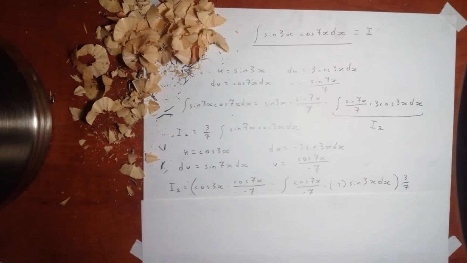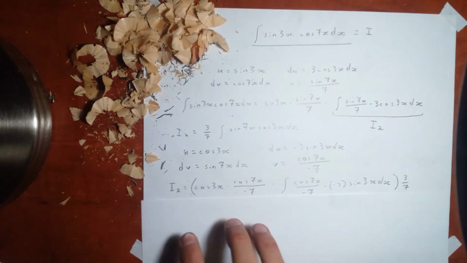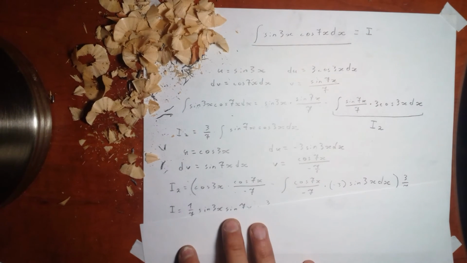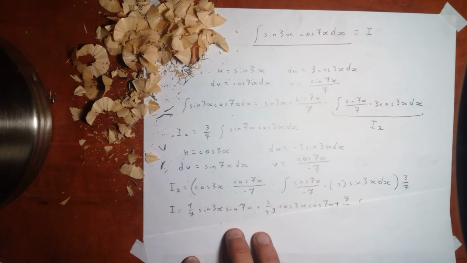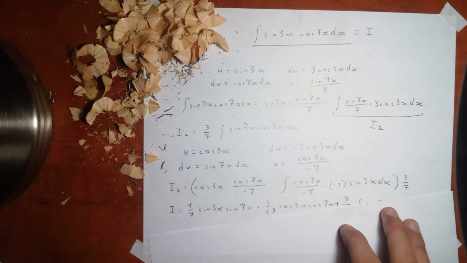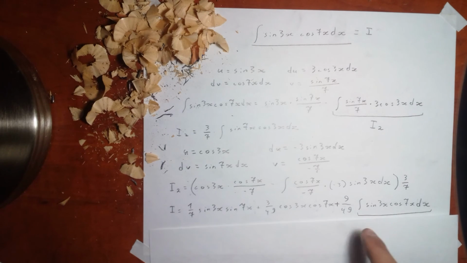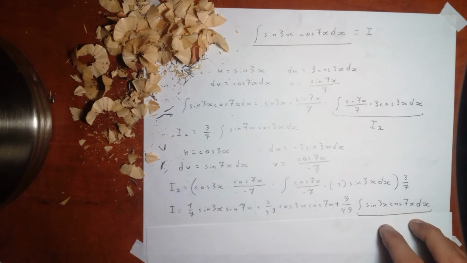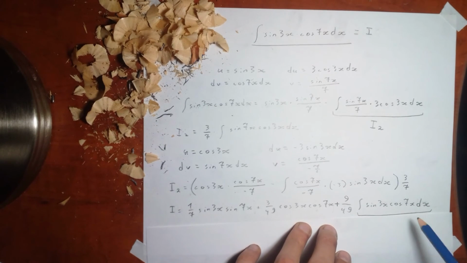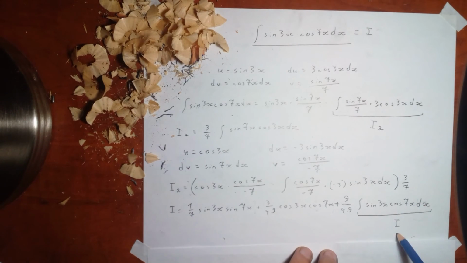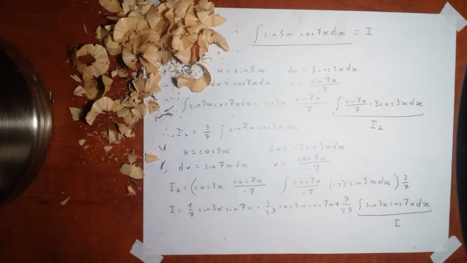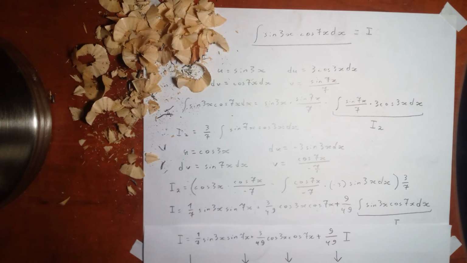After rearranging and simplifying, we can now determine that our original integral I now equals 1 over 7 sine 3x sine 7x plus 3 over 49 cosine 3x cosine 7x plus 9 over 49 times the integral of sine 3x cosine 7x dx. But wait, that is our original integral I. Comes the best part, because we can substitute the original I back into the equation.